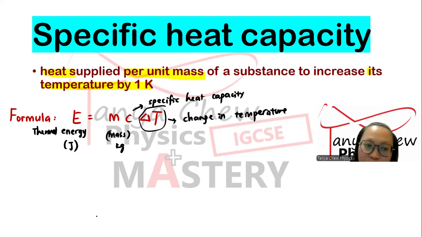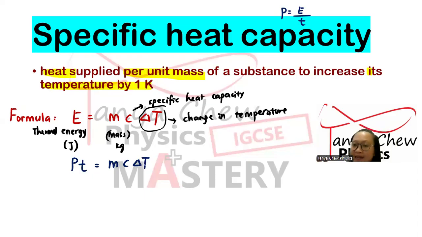So how to find the energy? Thermal energy can be calculated if you recall, power is equal to energy over time. Yes, exactly. So you could replace the energy in the equation with power times time equal to mc delta T. Just in case they don't give you the heat or the thermal energy, you can use power. If they give you power, this is the time.